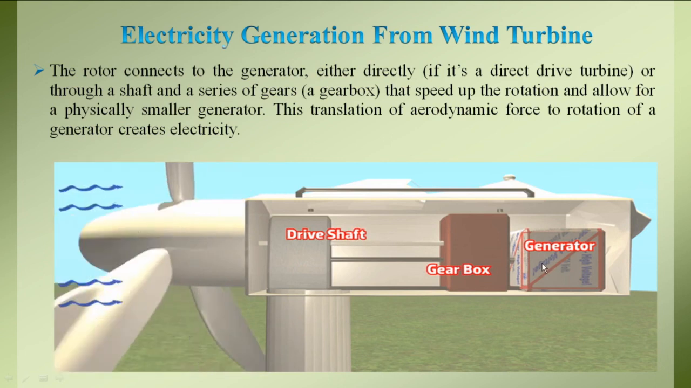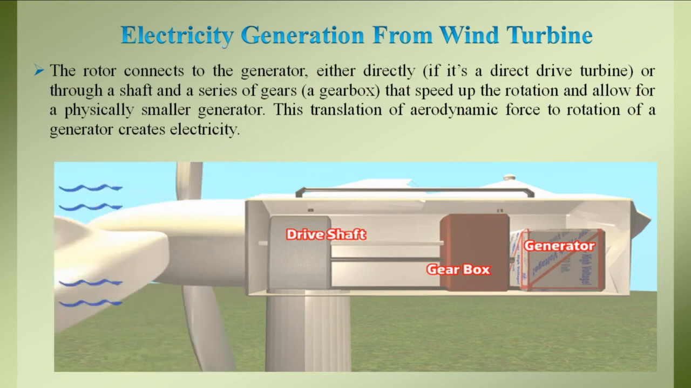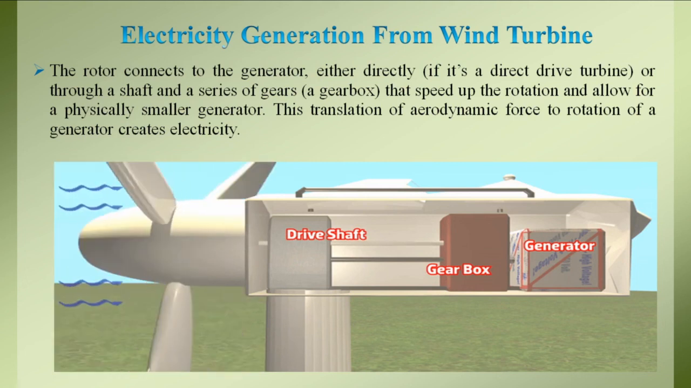As the shaft rotates at the highest speed, the generator creates power, and it is sent to the utility grid for further use.